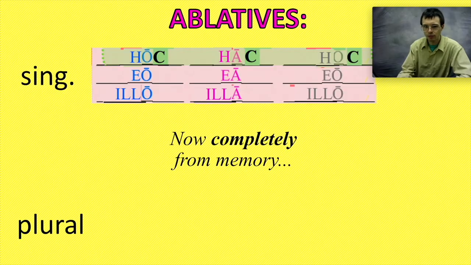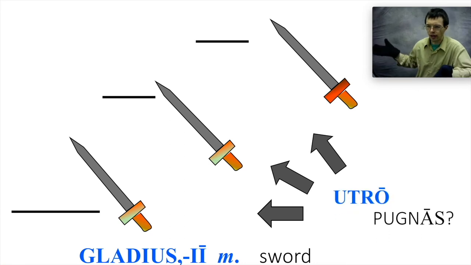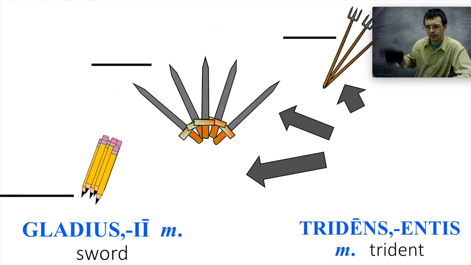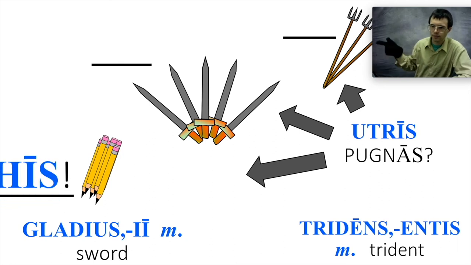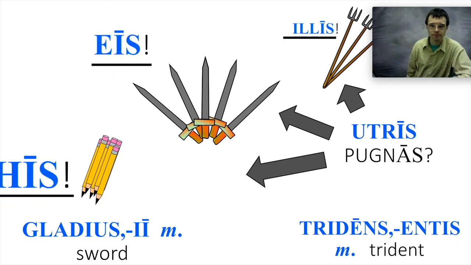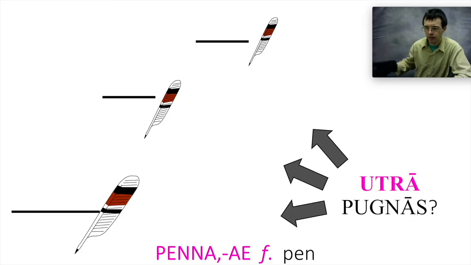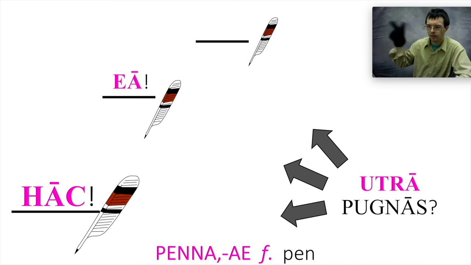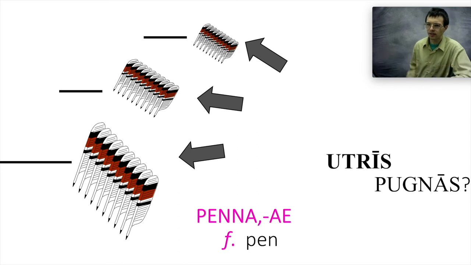So, now completely from memory. Again, these are your forms in the singular, and the plural is easy. Utro pugnas. Utris pugnas. Utra pugnas. Utris pugnas.